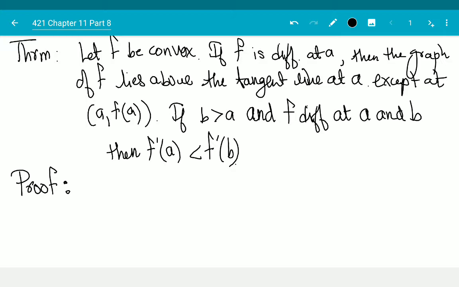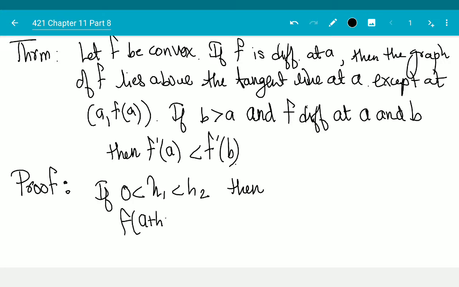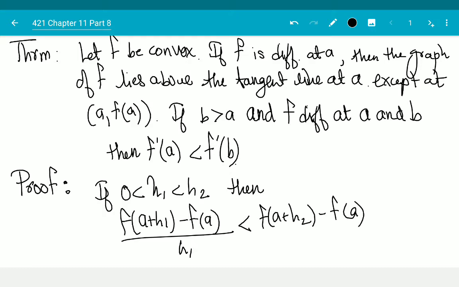So proof: if 0 is smaller than h1 smaller than h2, then it is easy to see that f of a plus h1 minus f of a over h1 is strictly smaller than f of a plus h2 minus f of a all over h2, right?